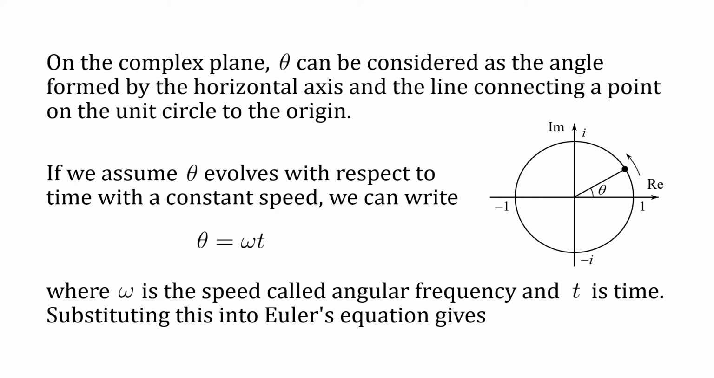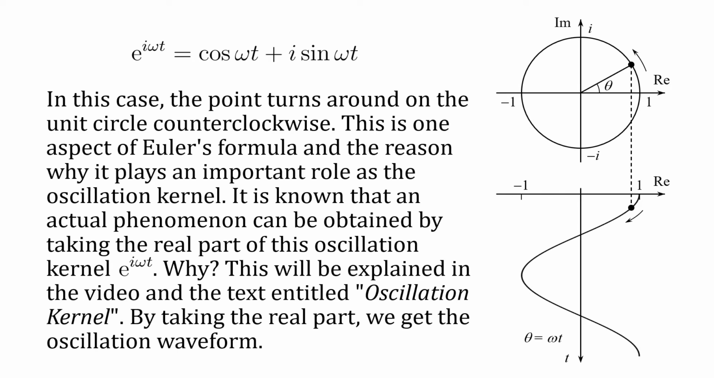On the complex plane, theta can be considered as the angle formed by the horizontal axis and the line connecting a point on the unit circle to the origin. If we assume theta evolves with respect to time with a constant speed, we can write theta is equal to omega t, where omega is the speed called angular frequency and t is time. Substituting this into Euler's equation gives e to the i omega t is equal to cosine omega t plus i sine omega t.